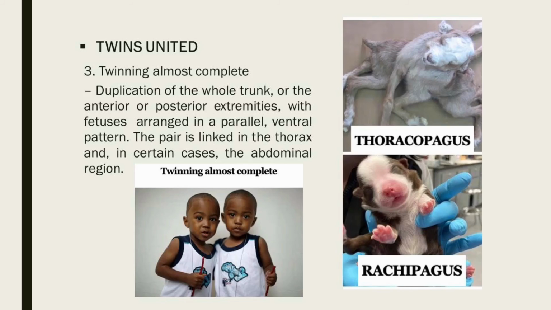Number 3: twinning almost complete. Duplication of the whole trunk or the anterior or posterior extremities, with fetuses arranged in a parallel ventral pattern. The pair is linked in the thorax and, in certain cases, the abdominal region. Examples of twinning almost complete.